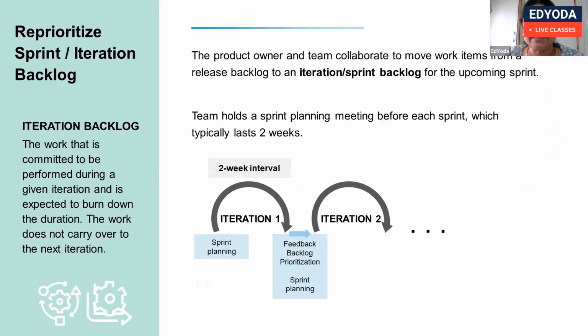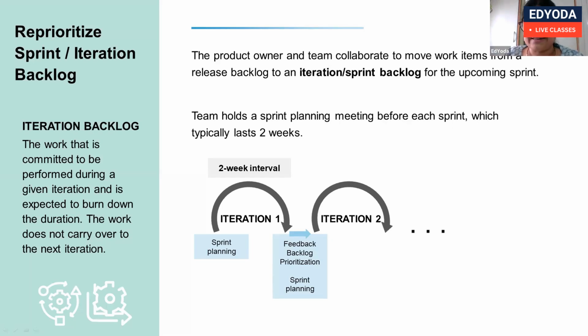Reprioritization of sprint, the iteration backlog. What is that? The product owner and the team collaborate to move work items from a release backlog to iteration for the upcoming sprint. There is a product backlog, or you can call it a release backlog. From the total product backlog, they will move items to the first release. Out of 100 items, there are 25 items that I should complete for release one.